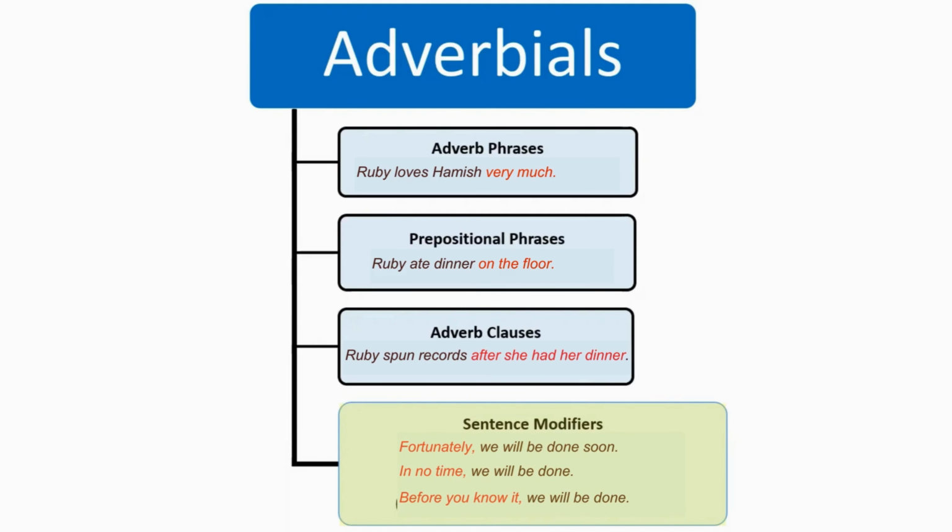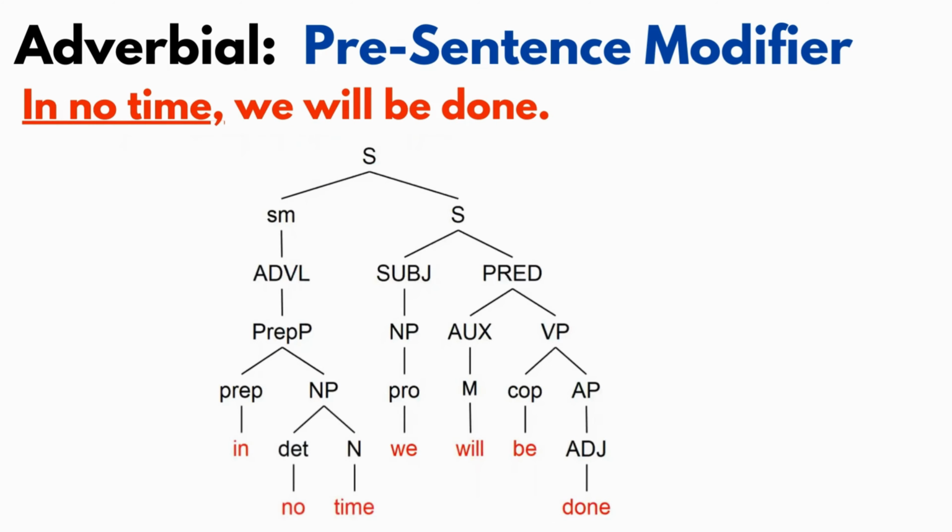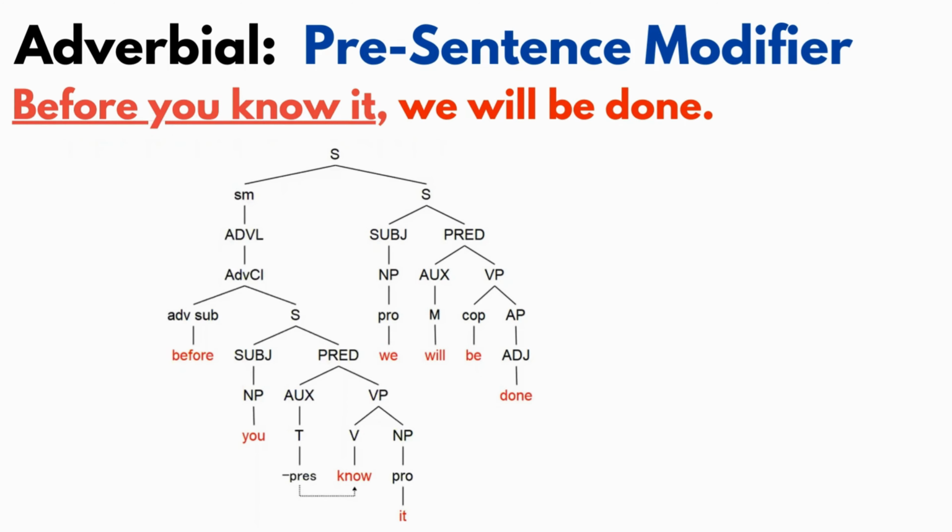The last group here are just adverbials that are located in sentence initial position, and they're called sentence modifiers because their position at the beginning means they modify the whole sentence. Here's an adverb, fortunately, as a sentence modifier. You'll note that the adverbial's role as a sentence modifier is indicated with the abbreviation SM. Also, you'll note that after accounting for this sentence modifier, we are still left with the sentence. We will be done soon. And so we simply generate this new sentence from the sentence node. And this goes for other adverbials like the prepositional phrase, in no time, we will be done. As well as, before you know it, we'll be done.